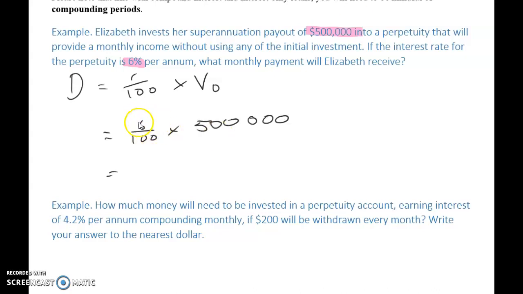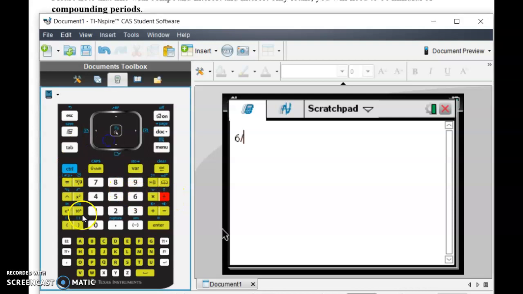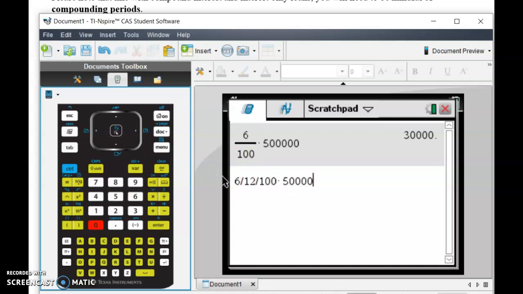Okay, so there's the substitution. We can see the 6% divided by 100, multiplying it by 500,000. Let's go to the calculator and do that. Okay, so it's 6 divided by 100 times 500,000. And she gets $30,000 a month. Oh, I forgot to do something. I forgot to divide the 6 by 12 because it compounds monthly. That's better, $2,500 a month.